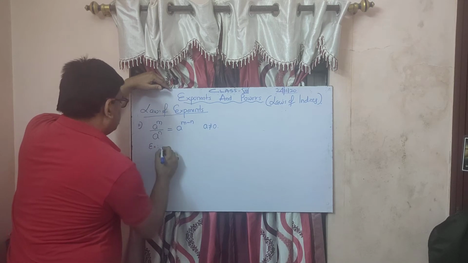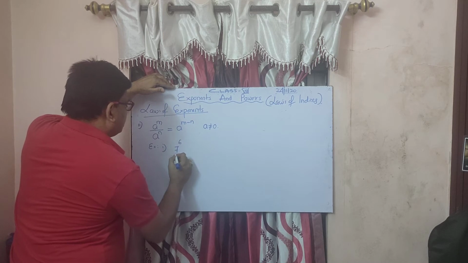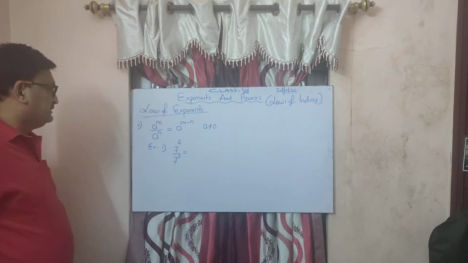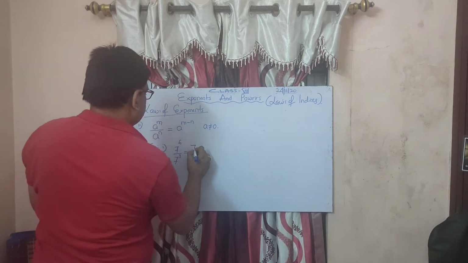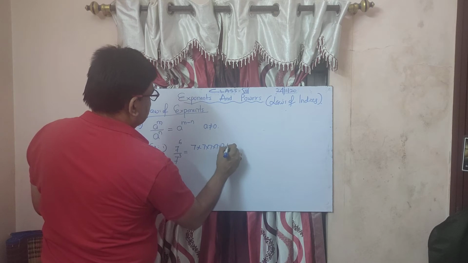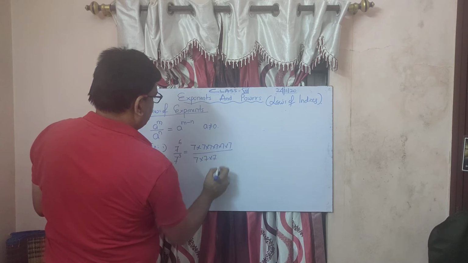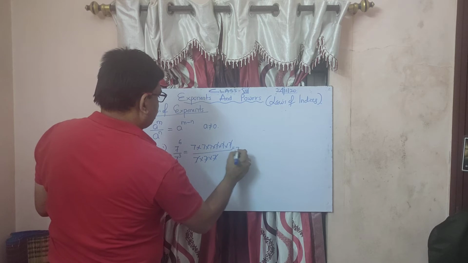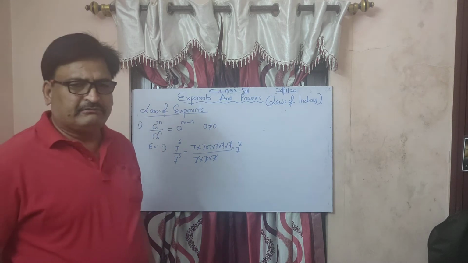Example. First example. 7 to the power 6 divided by 7 to the power 3. Now if you don't know the formula, what would you have done? You would write 7 six times, 7 into 7 into 7 into 7 into 7 into 7, divided by 7 three times, 1, 2, 3. So this cancels, this cancels, this cancels. What remains? 7 to the power 1, 2, 3. This is the way you might have done it if you don't know the formula.